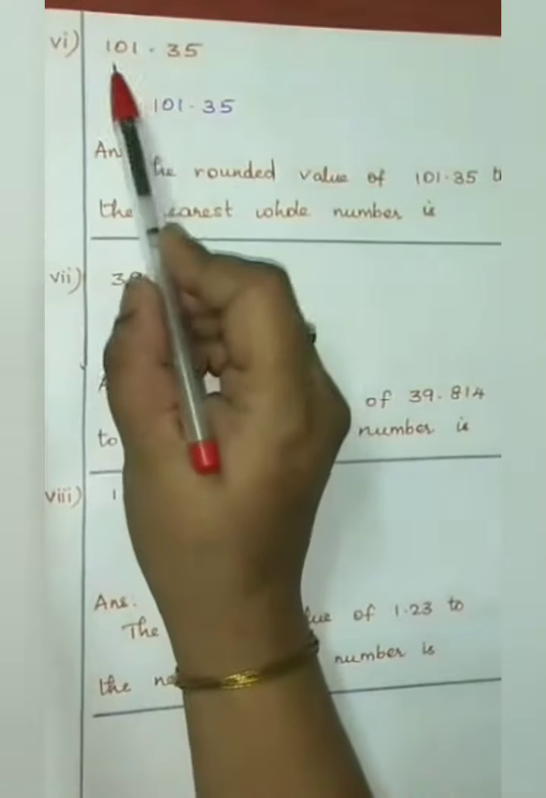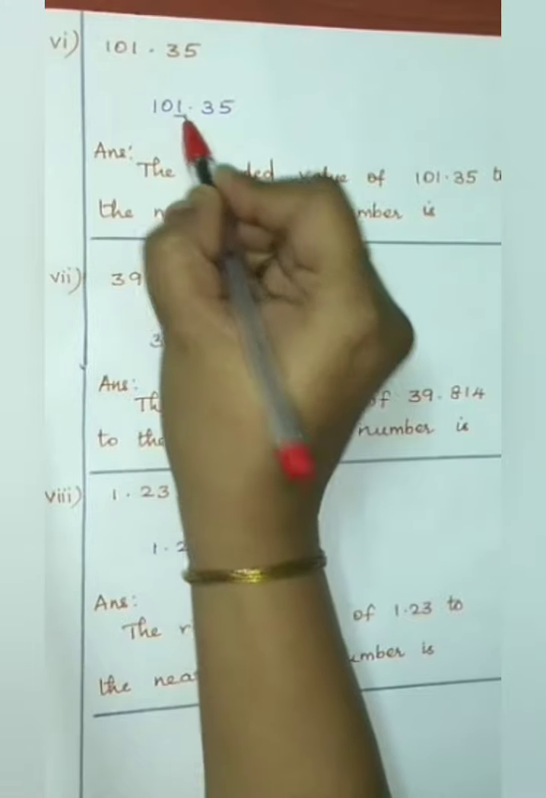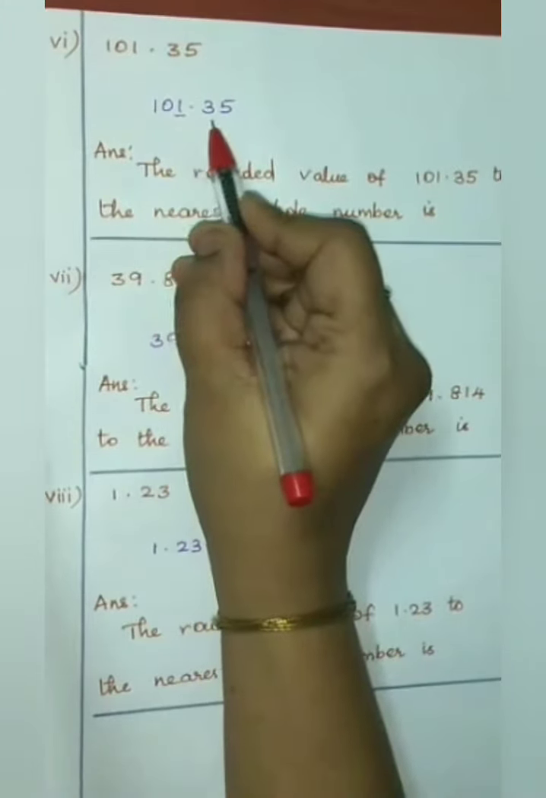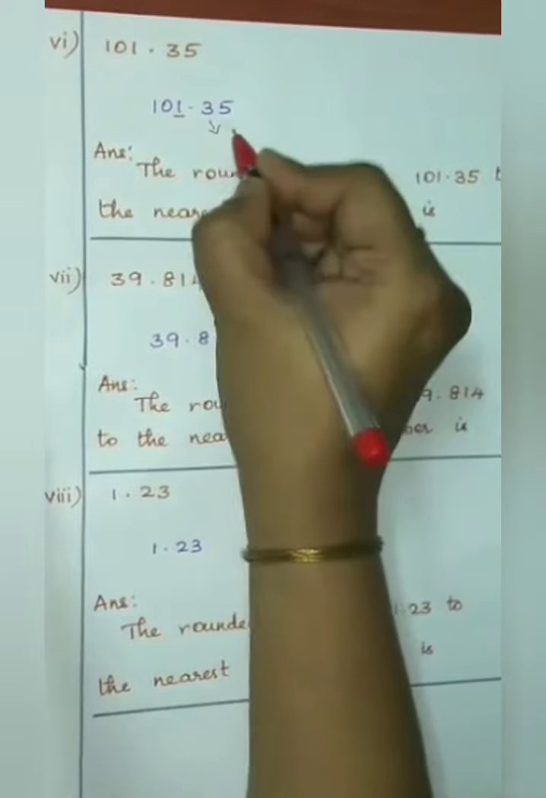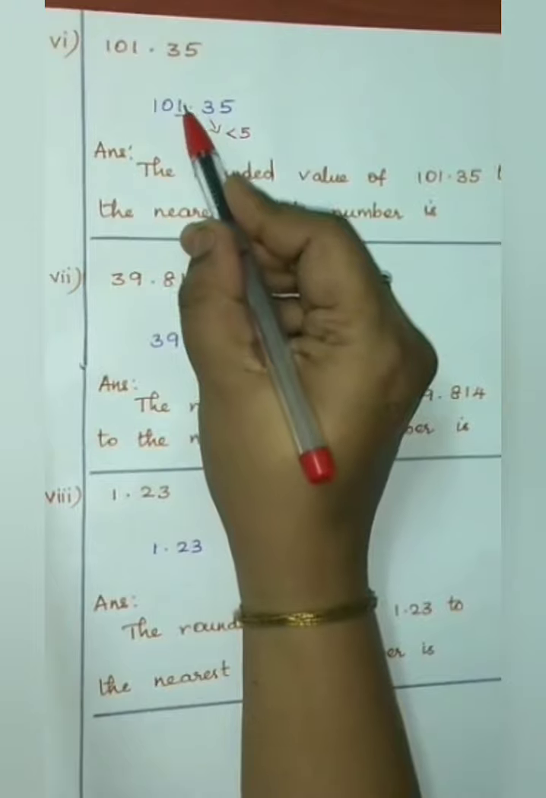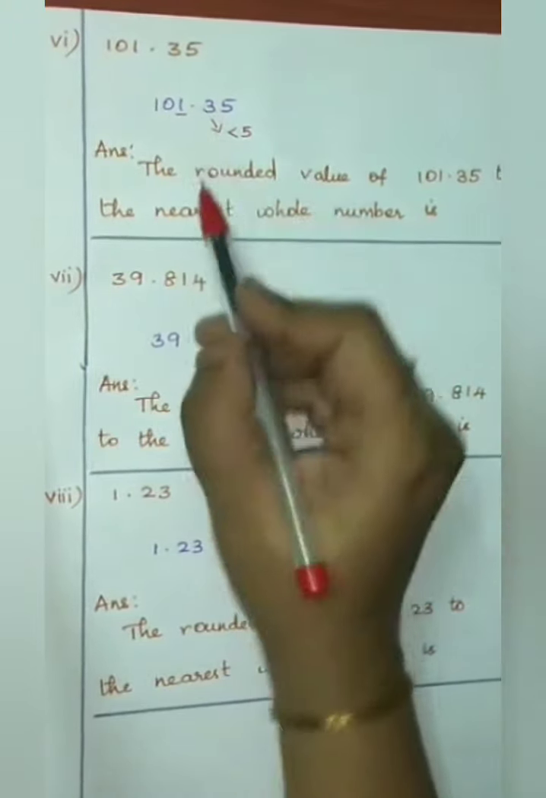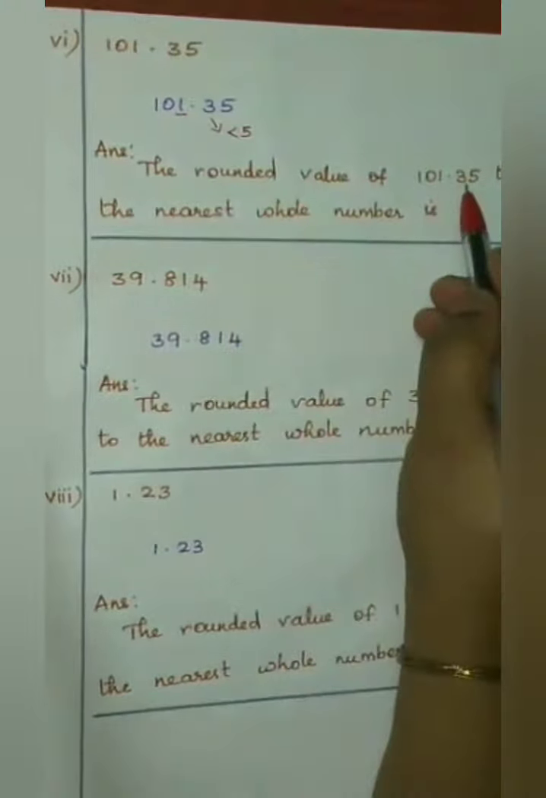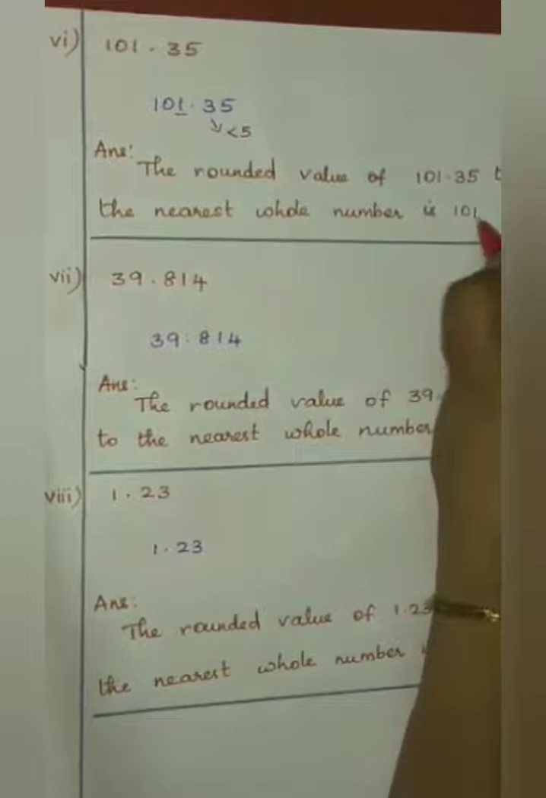Sixth subdivision, 101.35. Underline the rightmost digit in the whole number part. See the digit that comes after the underlined digit, that is 3, which is less than 5. Since it is less than 5, we are not going to add 1 to the underlined digit. So the answer remains 101. The rounded value of 101.35 to the nearest whole number is 101.